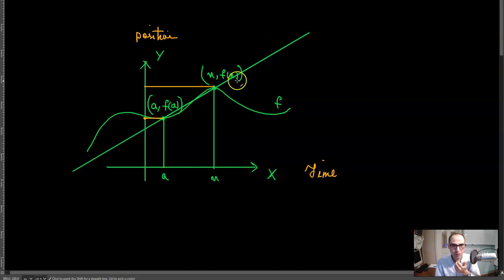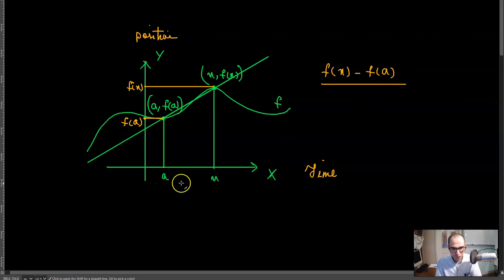What the slope of this line actually represents in this particular situation? You can calculate it: this point over here is f of x, this point over here is f of a, so you rise from f of a to f of x, which means that this distance would be f of x minus f of a. This is your rise, and the run is this distance, which is x minus a. This is the slope of this line, right?